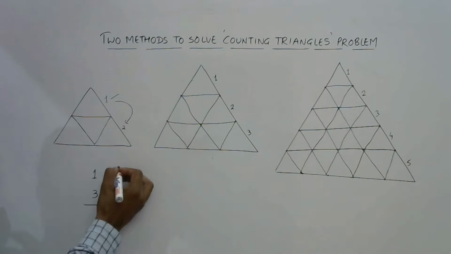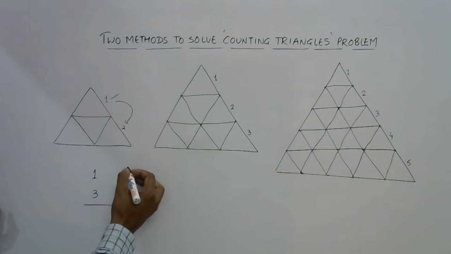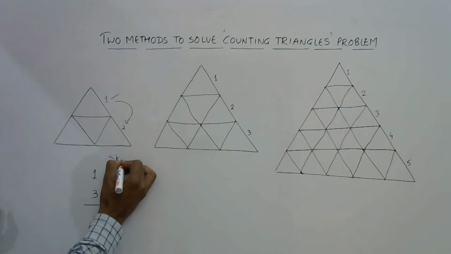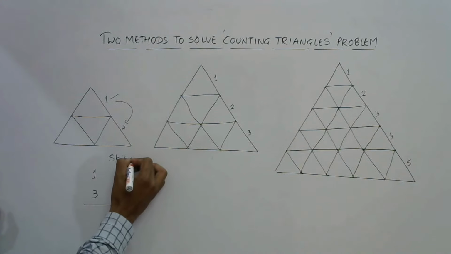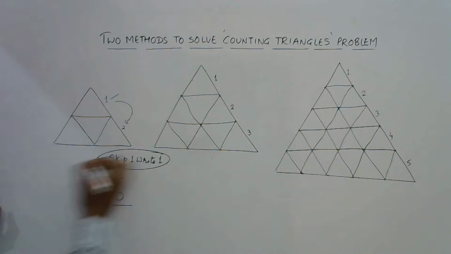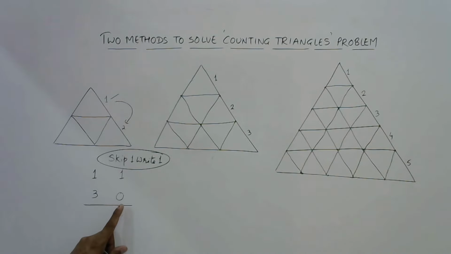This method of writing this column is also known as skip 1, write 1. So this is skipping 1. So I am skipping this 3 and writing this number here. Skip 1, write 1. And now add this column. 3 plus 1, it is 4, and 1 plus 0, it is 1, and again add the two sums, you get your final answer 5.